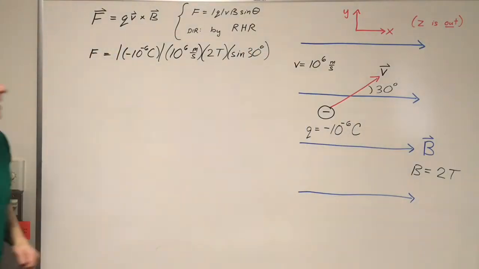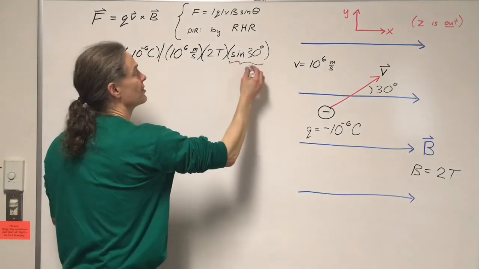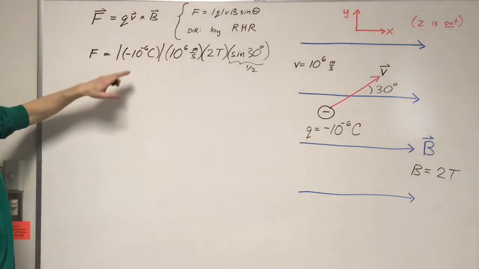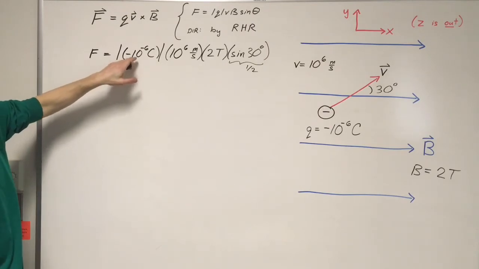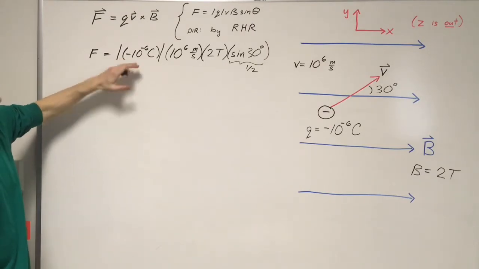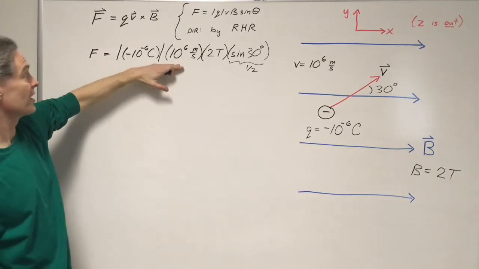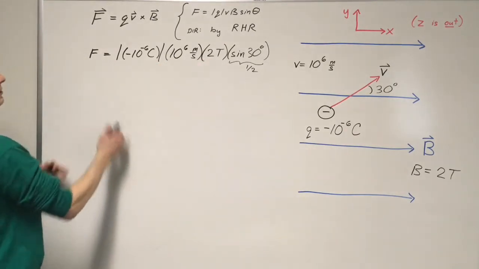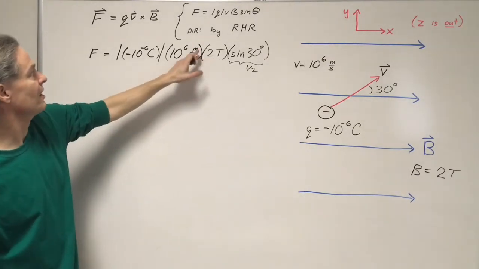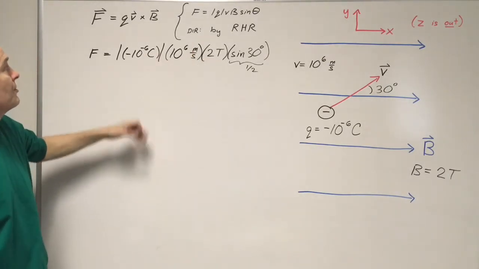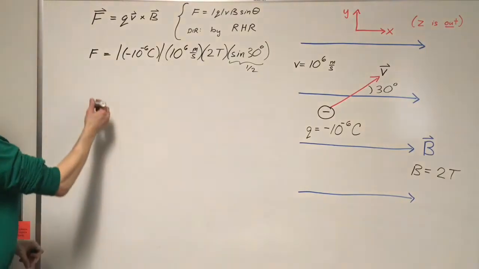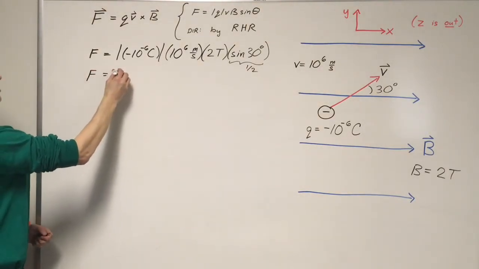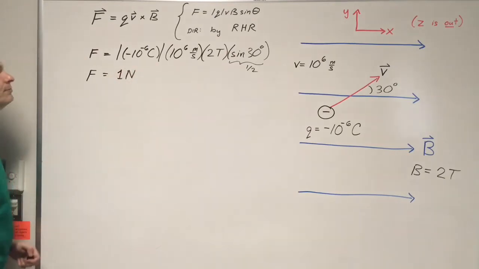And I can work all that out. The sine of 30 degrees is 1/2. So I have absolute value of 10 to the minus 6, that'll kill the minus sign. 10 to the minus 6 and 10 to the 6, that's 1, times 2, times 1/2. The units, I've got Tesla, meters per second, Coulomb, that's a Newton. So all the numbers come out to 1, all the units come out to a Newton, and I've got a force of magnitude 1 Newton.